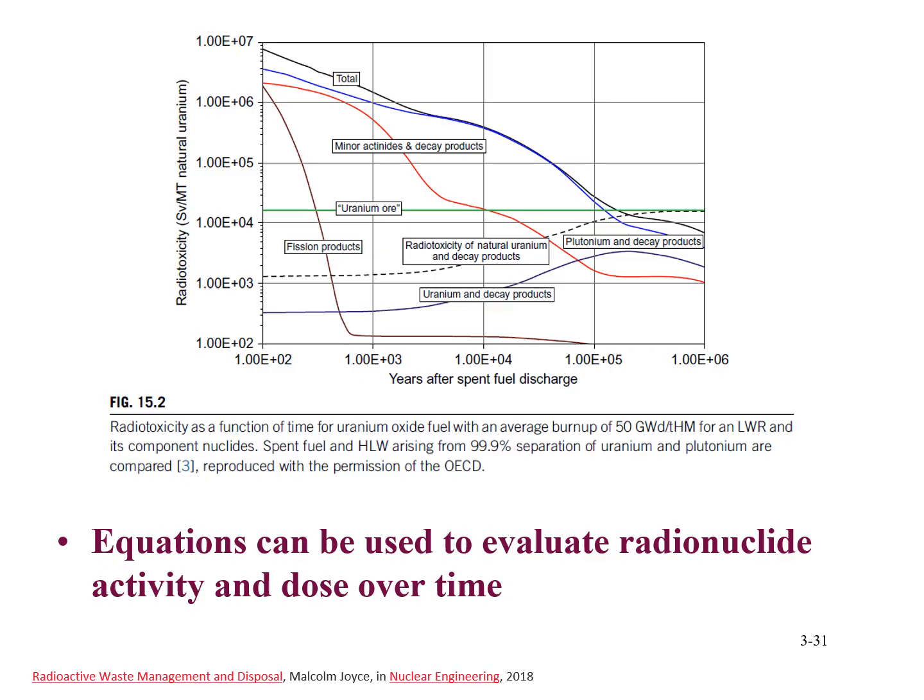We also see here that this is for an average burnup of 50 gigawatt days per metric ton for a light water reactor. Those are conditions of a nuclear reactor that we will briefly touch upon in this course, and we may have a full lecture on it. So overall, the equations we discussed can derive data such as this over a period of 1,000,000 years, and in this case, the equations can be used to evaluate the radionuclide activity and dose over time.